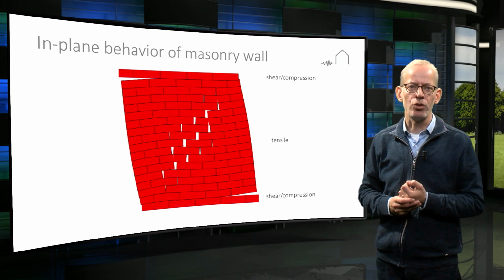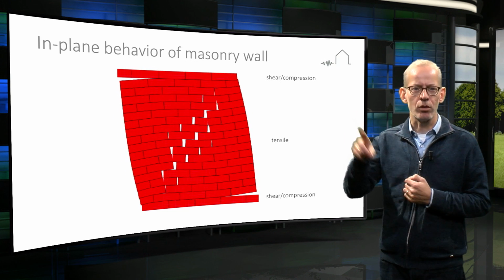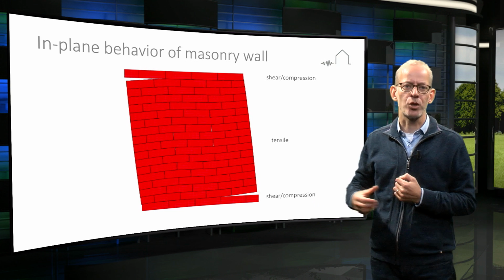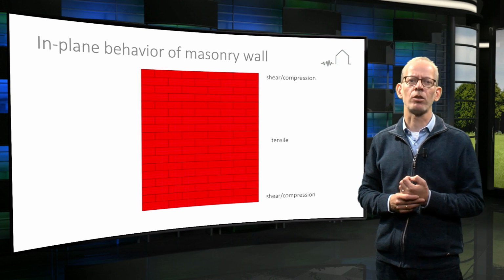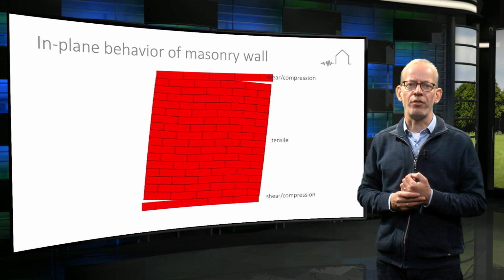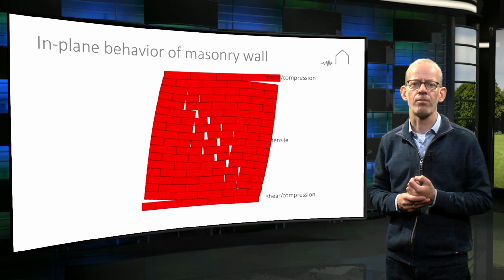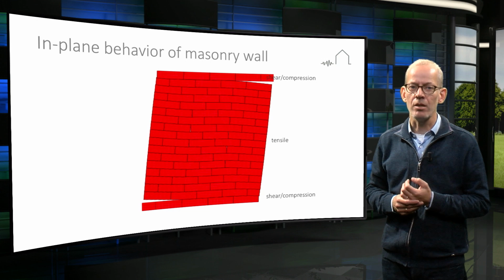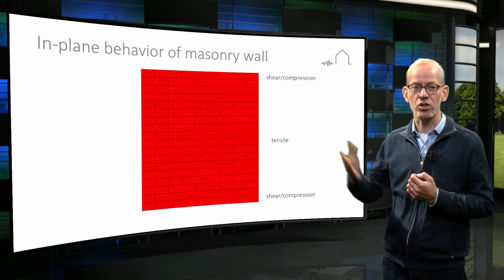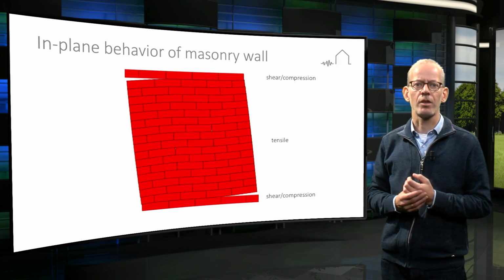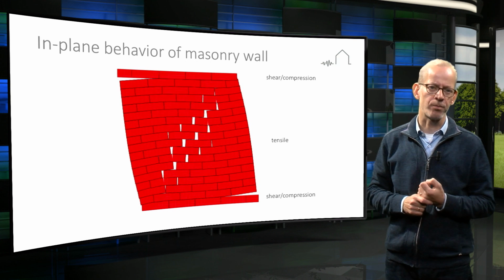However, due to the elongation over one of the two diagonals, principal tensile strains will occur. And these strains result in diagonal cracks in the masonry. As you can see, the direction of the cracks swaps as well, depending on the load direction.